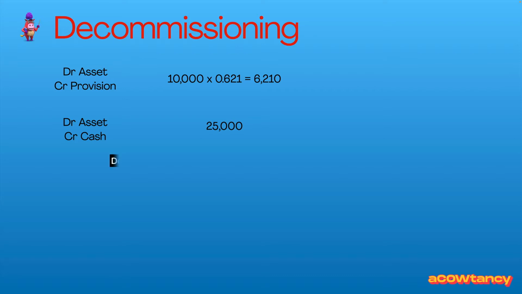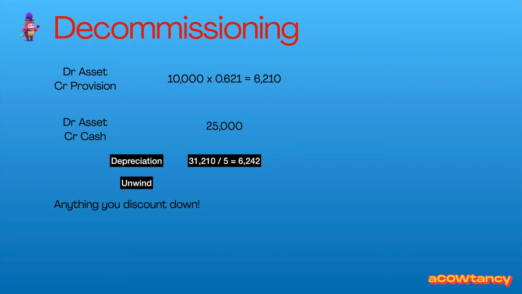So our asset now has a total of 6210 plus 25,000. We're going to depreciate that away over 5 years. That gives us depreciation of 6242. And that obviously goes to the income statement. But we're not finished there because we must also have some unwinding. You think to yourself, why do I have unwinding? Because whenever you discount anything down, you must unwind it.